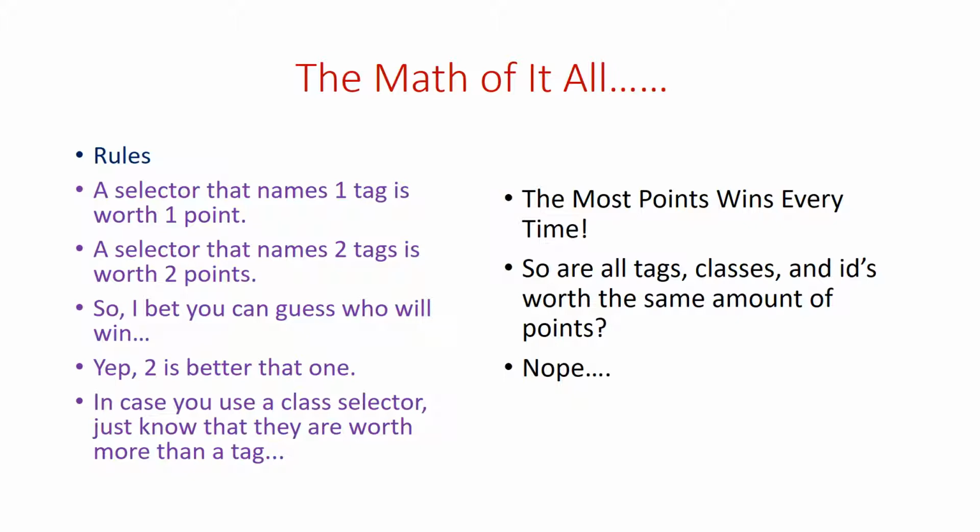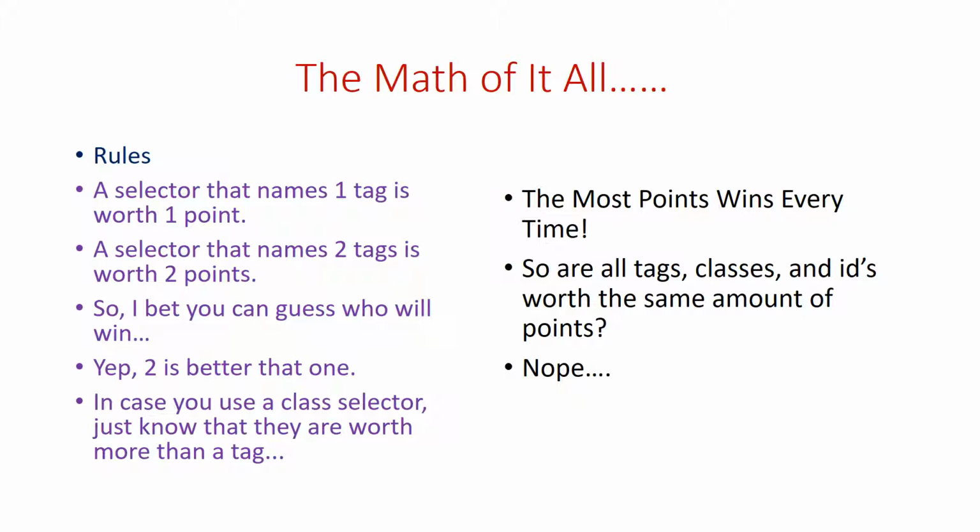Well, what's the math of it all? It kind of sounds confusing. The rules: a selector that names one tag is worth 1 point, you could say. A selector that names 2 tags is worth 2 points. So I bet you can guess who will win. Yep, 2 is better than 1. In case you use a class selector, just know that they are worth more than a tag. So there are different aspects we will look into later. Just know that the one with the most points wins every single time.